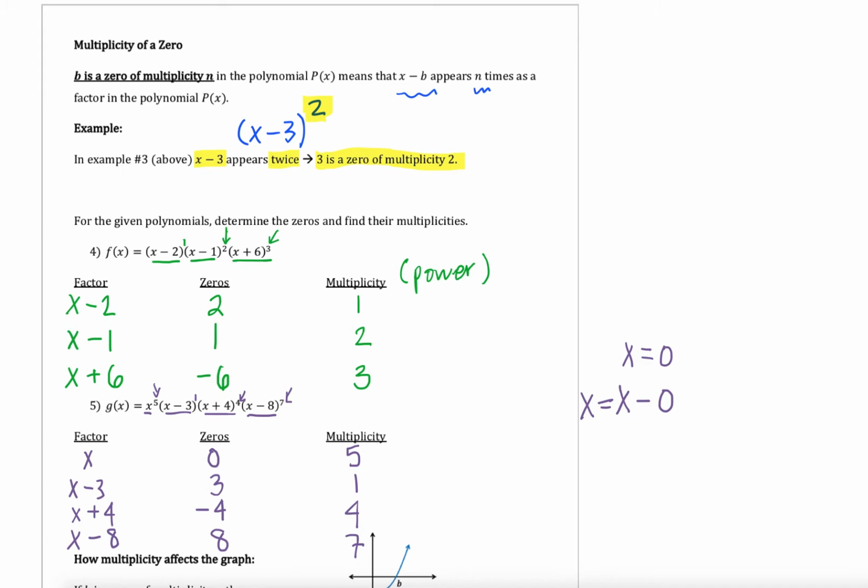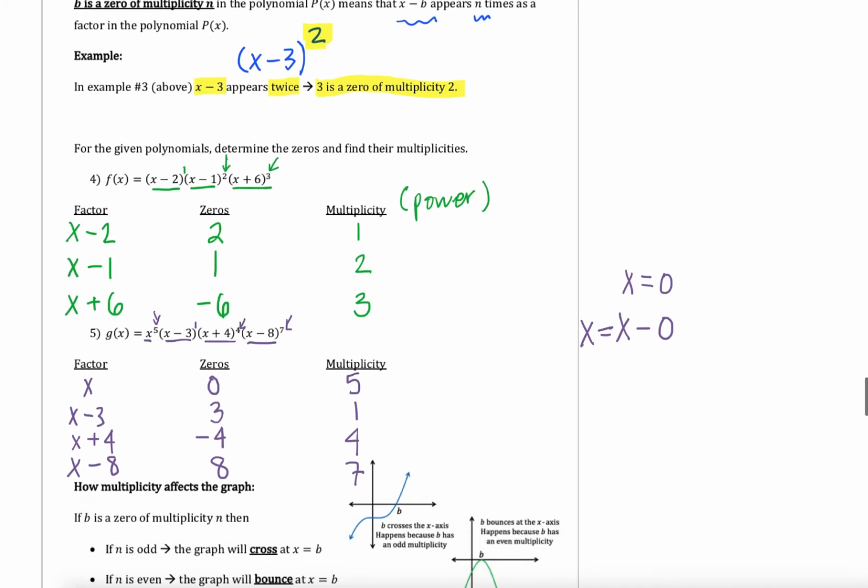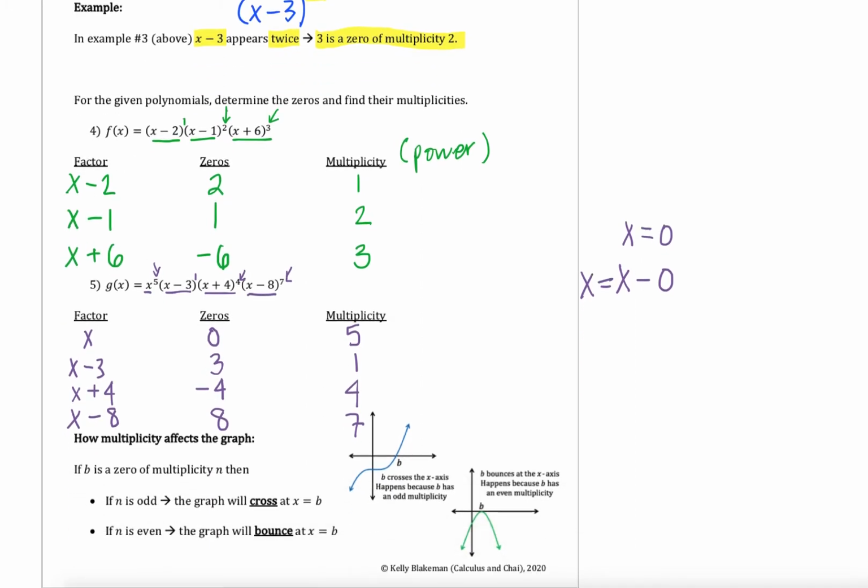Now, identifying the factors, the zeros, and their multiplicity is going to be extremely important as we go to graph. The reason is that the multiplicity actually affects the graph. So if b is a zero of multiplicity n, then I have two options. The first case happens if n is odd. If our multiplicity is an odd number, then the graph is going to cross at that zero.